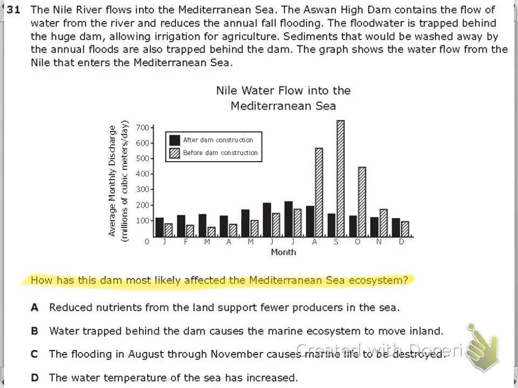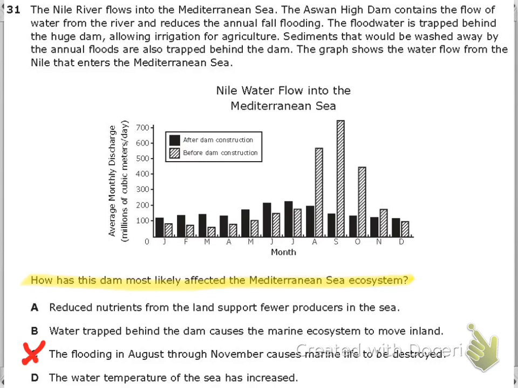Okay, so let's highlight the question. How has this dam most likely affected the Mediterranean Sea ecosystem? Well, we're talking about the Mediterranean Sea, so let's start with answer C. The flooding in August through November causes marine life to be destroyed. Well, adding water or a flood is not going to destroy marine life. You're just adding water, so it's not like they're on top of the water and getting too much or getting banged around. They're under the water anyway, so it's not really going to have an effect. So we can go ahead and eliminate C.